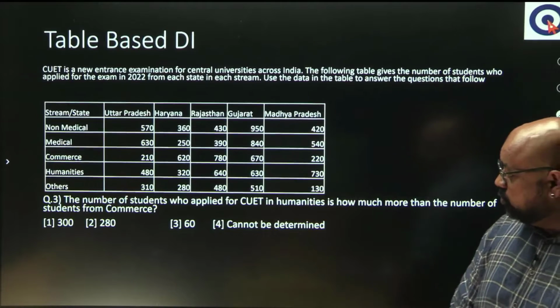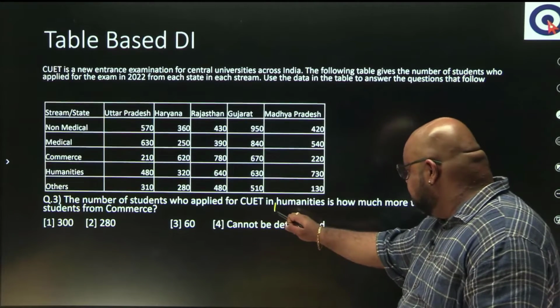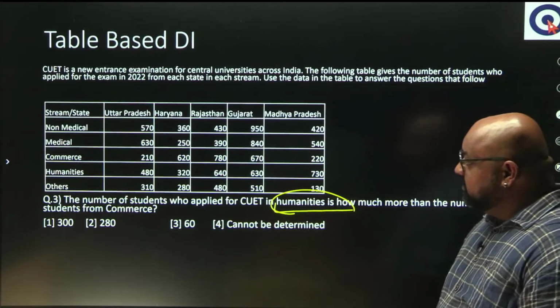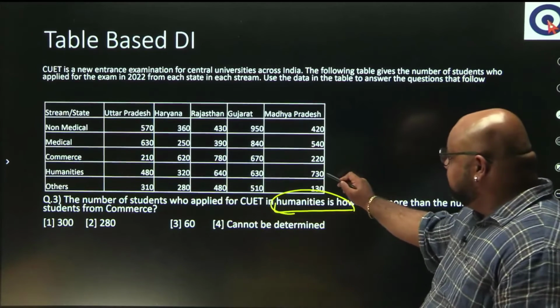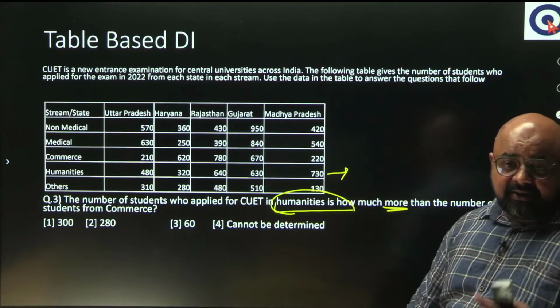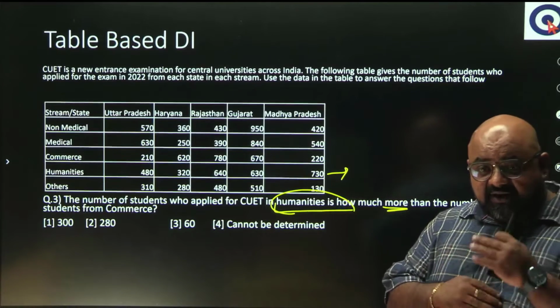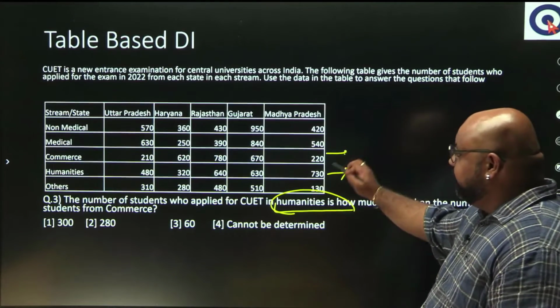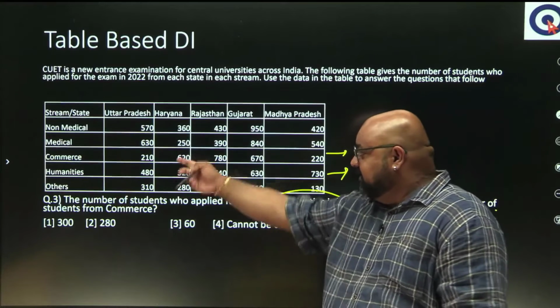The number of students who applied for CUET in humanities. Okay, so the state is not given, we are talking of the total humanities. That is the sum of all of these. Is how much more? Earlier, in the previous question, we were comparing two values. Here we have to compare the difference. The number of students who applied for commerce. So I will add this and then I will add this to find out the value.